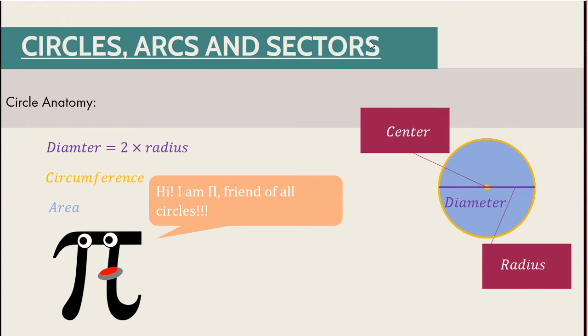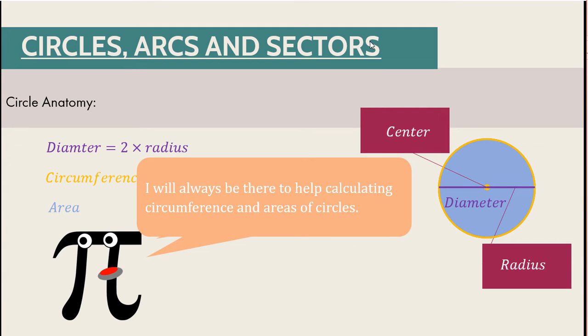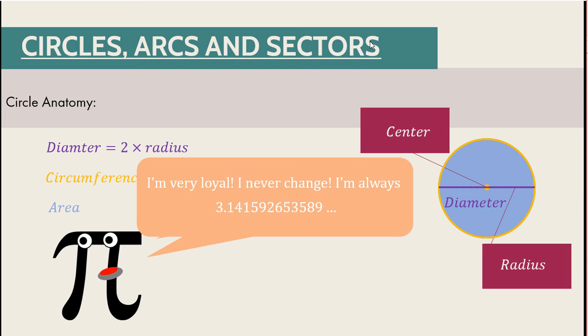Hi, I am pi, friend of all circles. Yes, I know that you, pi, and the circles are very close to each other, right? Whenever we see circles, we often see you, pi. I will always be there to help calculate circumference and areas of circles. Oh, I see. So if you need to calculate the circumference and the areas of circles, you need the presence of pi. I'm very loyal. I never change.